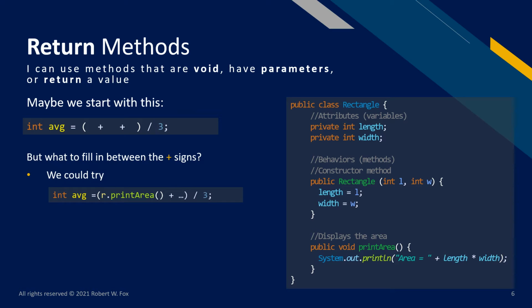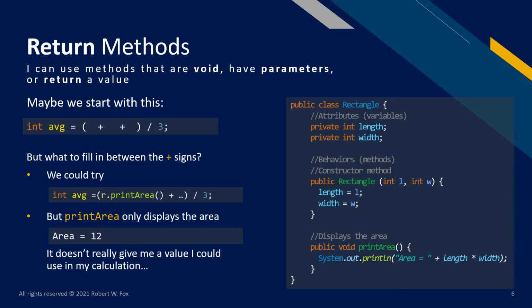Maybe I could try calling my method, right? I've got a method that prints the area, so maybe I would do r.printArea plus r2.printArea plus r3.printArea, but I think there's a problem there. The problem is that printArea only displays the area. It pushes it out on the screen, and it doesn't really give me a value that I can use in my calculation. So I probably need something different here.